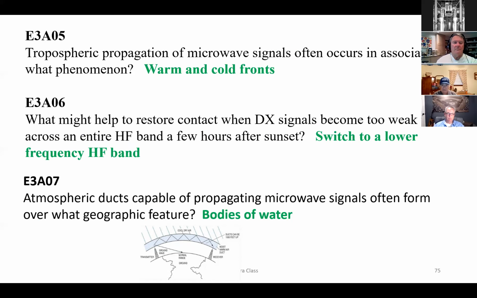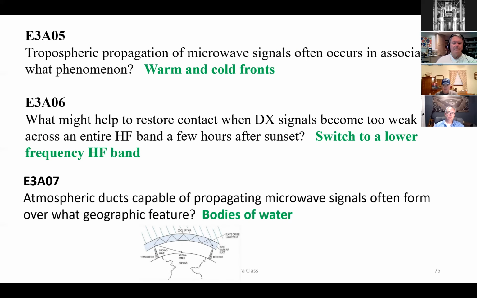E3A06. What might help to restore contact when DX signals become too weak to copy across the entire HF band a few hours after sunset? And the way to counteract that is to switch to a lower frequency HF band. So if 20 meters starts to fade out, you can switch down to 40, and a lot of times 40 will be a little more active than 20.